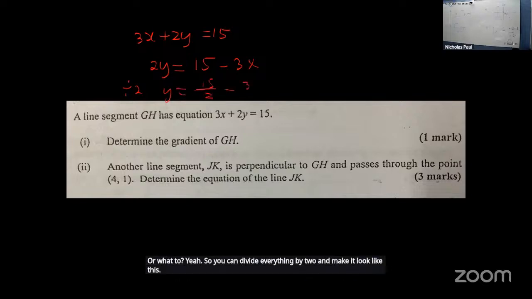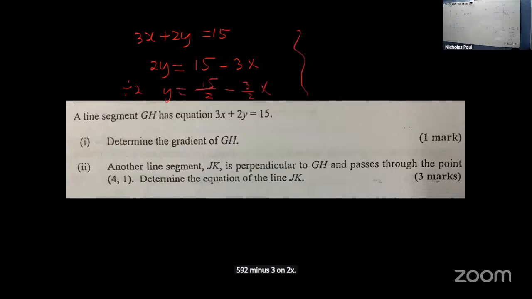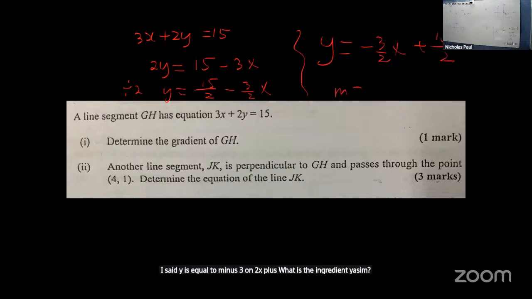15 on 2 minus 3 on 2x. Right? And to write it more formally, write it y is equal to minus 3 on 2x plus 15 on 2. What is the gradient, Yasin? What's the gradient? Just 3 on 2? What's it again, Yasin? Oh, minus. Minus 3 on 2. And what's the y-intercept? 15 on 2. It didn't ask for it, but.